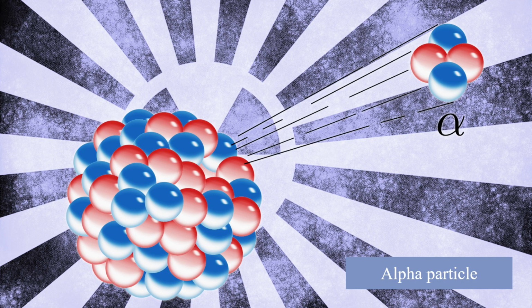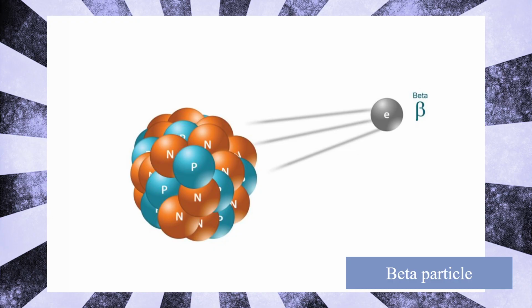In contrast, beta particles are small moving particles that can be either positive or negative. They also have more penetration power than alpha particles and travel farther than alpha particles, making it possible for them to penetrate the skin and cause damage such as skin burns.